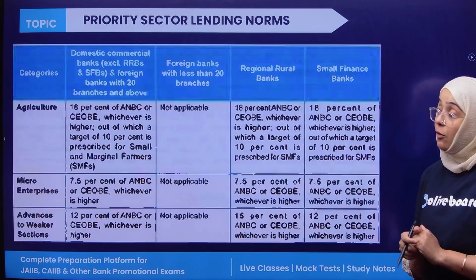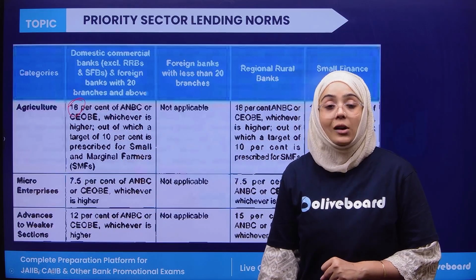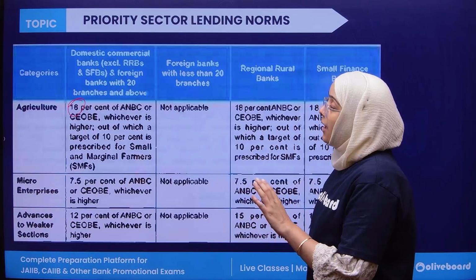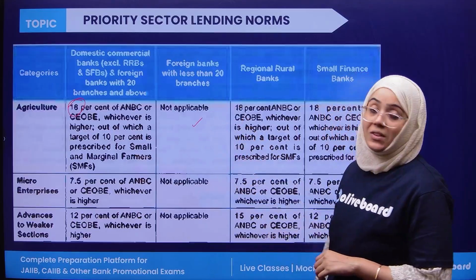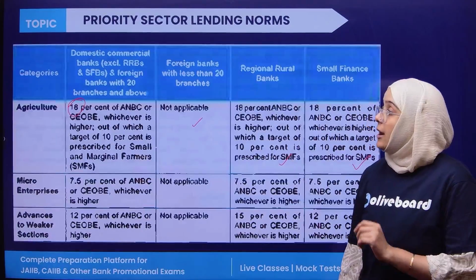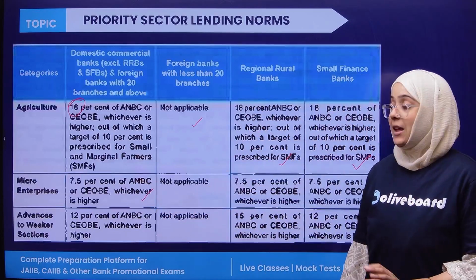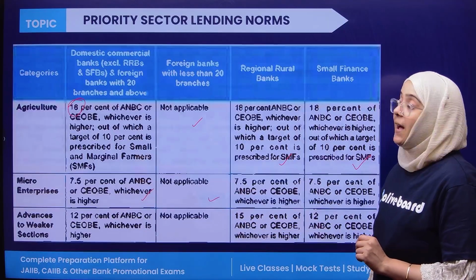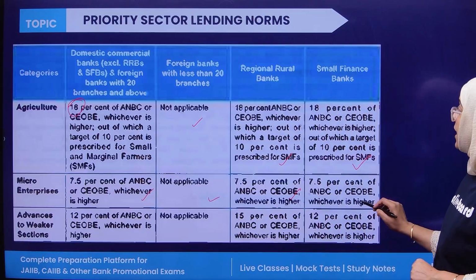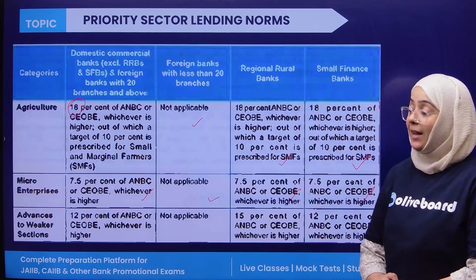Next, for the agriculture sector, the target is 18% of adjusted net bank credit or CEOBE, whichever is higher, right? For foreign banks, there is no such target. For RRBs, again 18%. For small finance banks, again 18%. Now for micro enterprises, the target is 7.5% of ANBC or CEOBE, whichever is higher. Not applicable for foreign banks. For regional rural banks, it is 7.5% of ANBC or CEOBE, whichever is higher. And for small finance banks, again 7.5% of ANBC or CEOBE, whichever is higher.